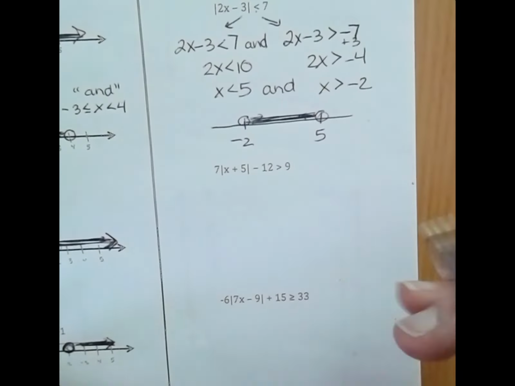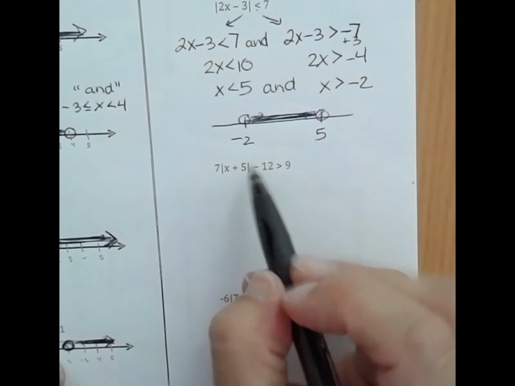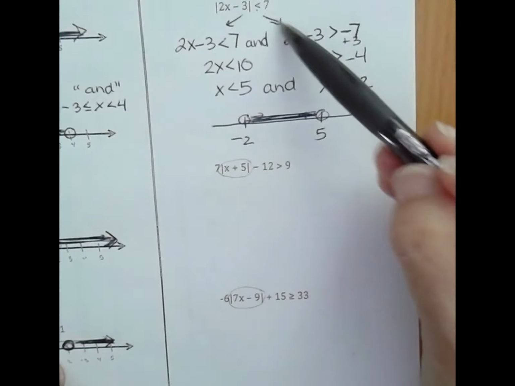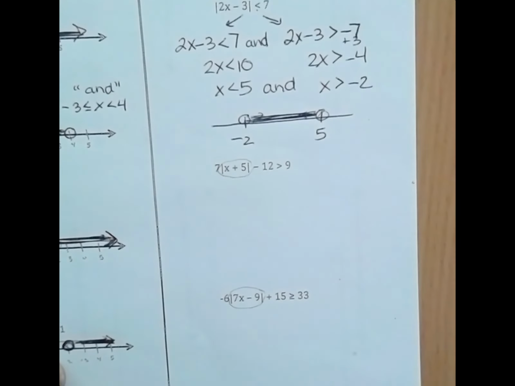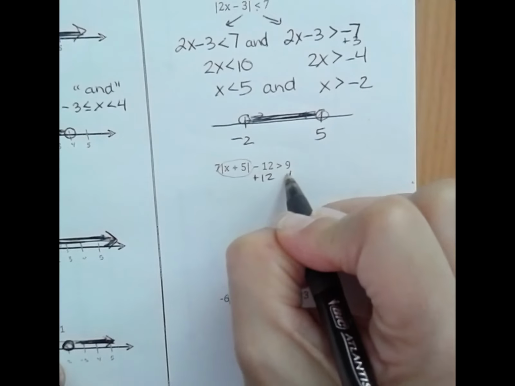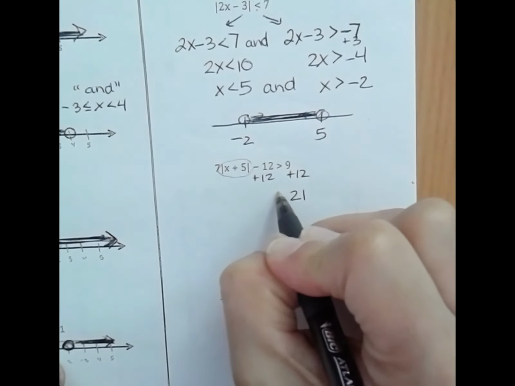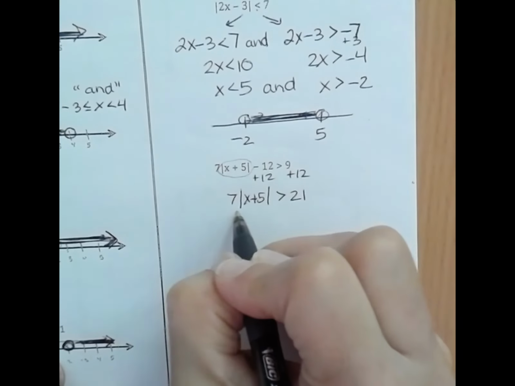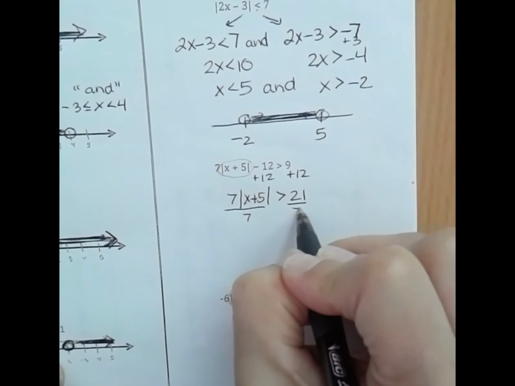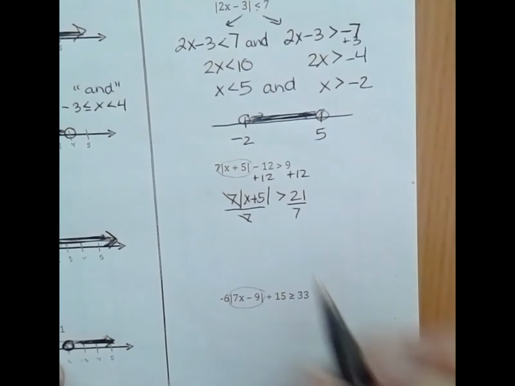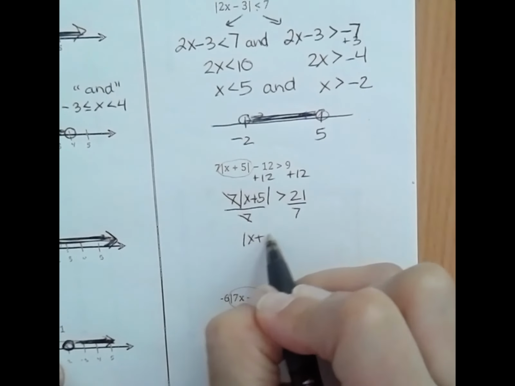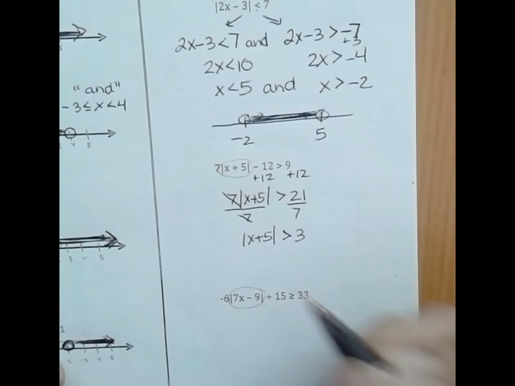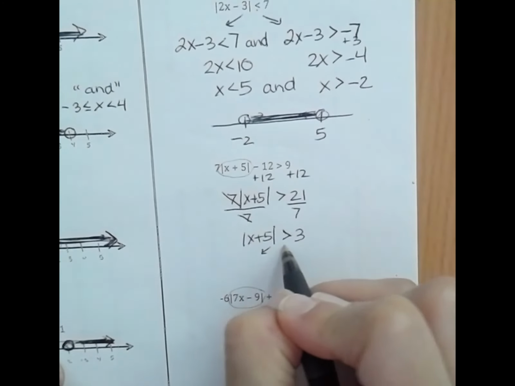Okay, the second two inequalities, the problem is you need to get the absolute value by itself before you split it into 2. Okay, so let's do that first. We're going to add 12 to both sides. I get 21 on this side, and I have 7 times the absolute value, x plus 5. I would need to divide both sides by 7. That's going to give me x plus 5 absolute value greater than 3. Now I have the absolute value isolated, so now I can split it.